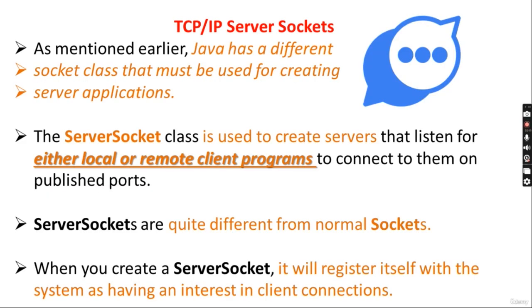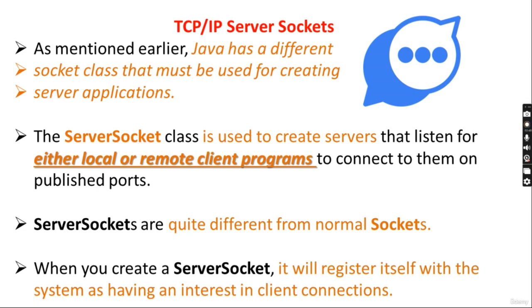Next, TCP/IP server socket. Java has different socket classes that must be used for creating server applications. The ServerSocket is used to create servers that listen for either local or remote client programs to connect to them on published ports. So ServerSocket is generally made for servers to listen to local or remote client programs, and they will listen on particular published ports. Those we have already listed.